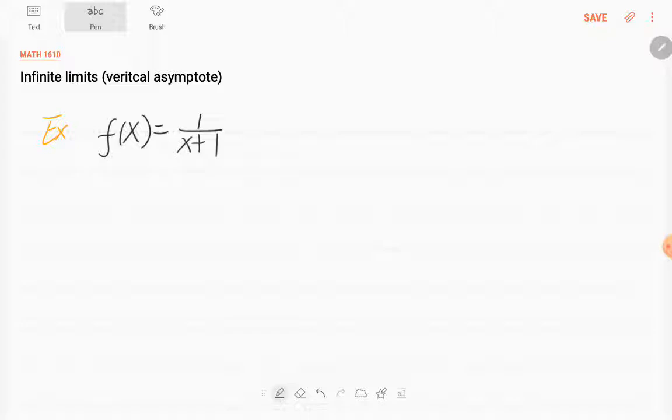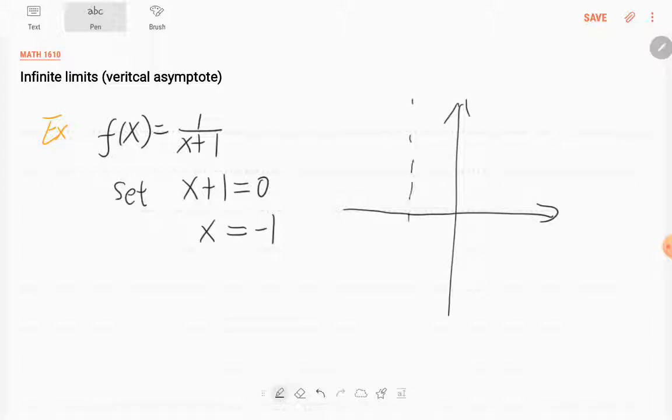Okay, so how to find the vertical asymptotes? If this is the simplest form, so that means you cannot simplify anymore, then you set the denominator to be 0. Then you solve for x, so x equals -1. So x equals -1 would be the vertical asymptote for this function. So this is the vertical asymptote.